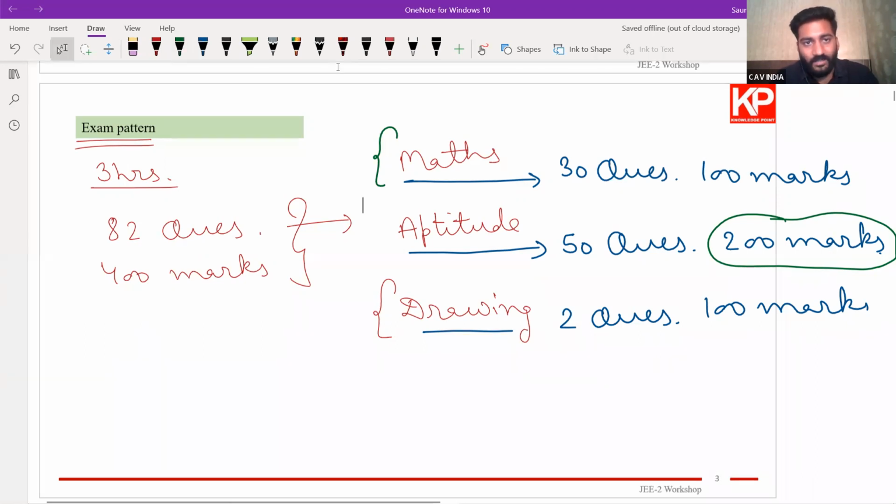Okay, someone raised their hand. If you have any concern, you can write in the chat box.